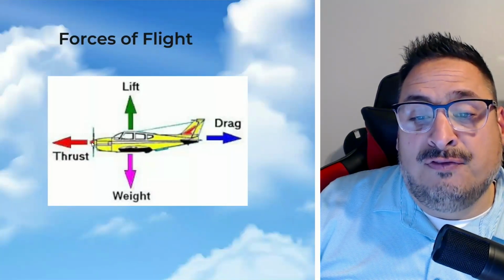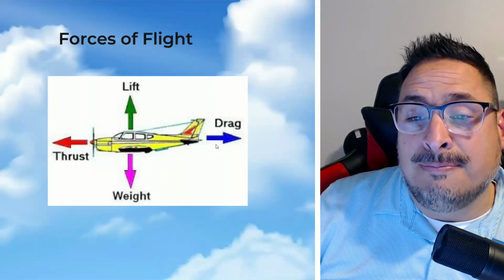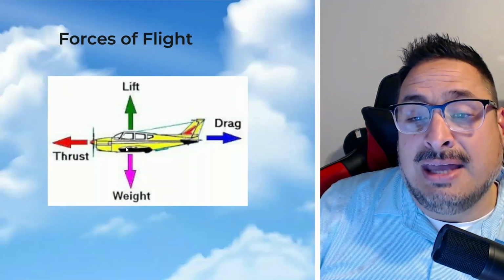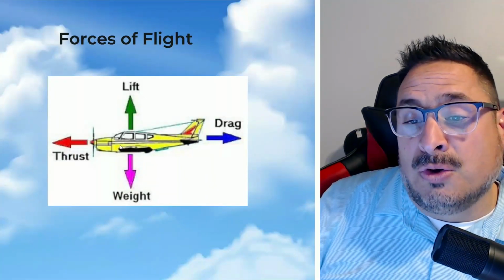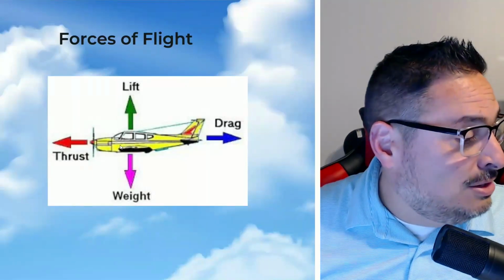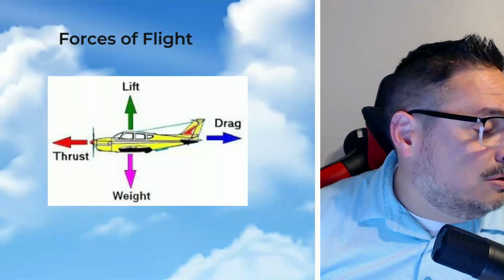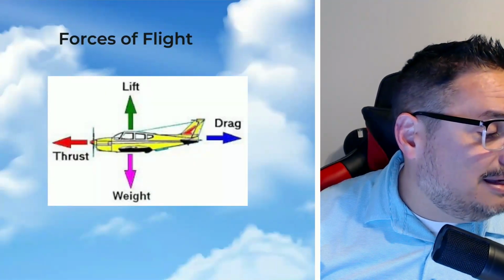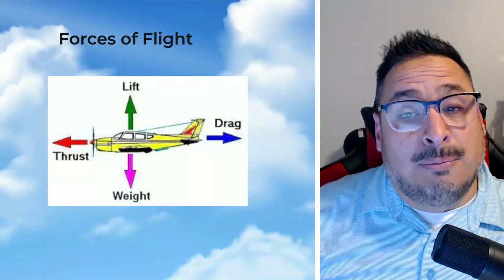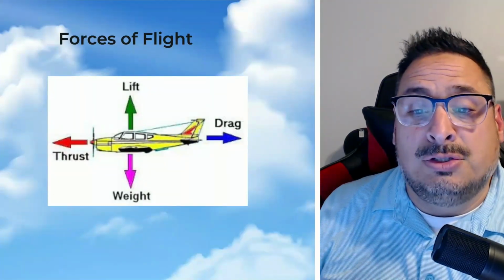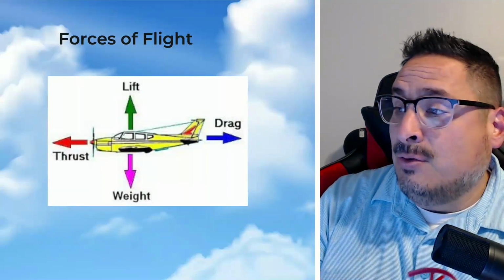So with enough forward motion opposing drag and enough attack angle on your wings, you will create lift and you will be able to fly. So that's going to be the main things that you'll be tested on the Part 107 license when it comes to lift, thrust, drag, and weight.